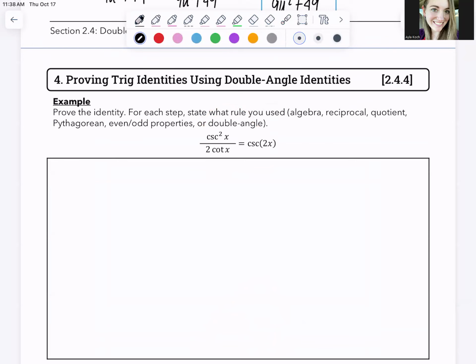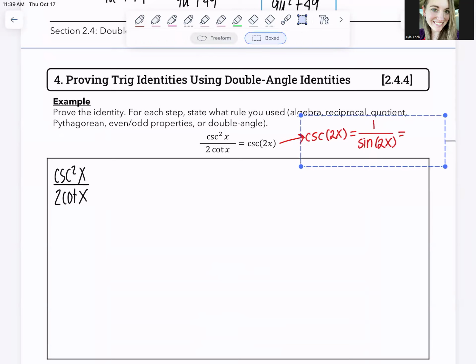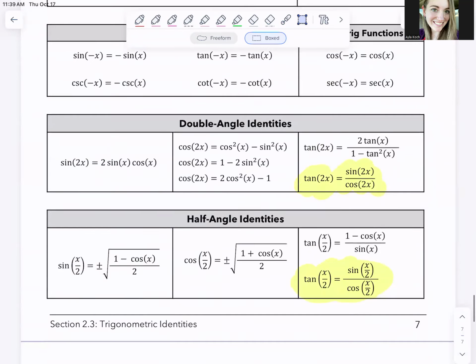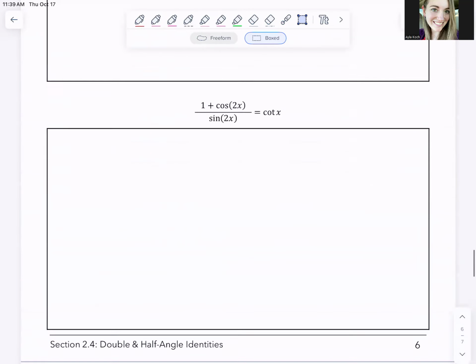Alex is going to force you to start with the left-hand side, so it will force you to start with cosecant squared x over 2 cotangent x as your starting point. So I want to think about where I'm headed in the future. So I know that cosecant of 2x, this is going to be 1 over the soulmate of cosecant, which is sine of 2x. And I know sine of 2x, that's something we have a double angle identity for. Sine of 2x from our double angle sheet down here is 2 sine x cosine x.